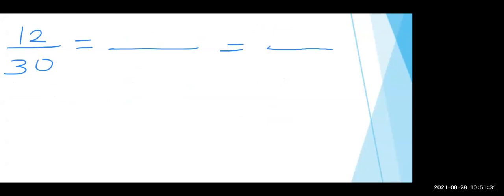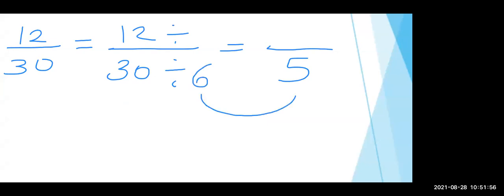Equal to dash upon 5. I'll write over here 12 upon 30. Now you tell me which number I should take, which table, to get the answer 30. Very good. That number is 6. 6 5s are 30. And that same number should be used to divide 12.